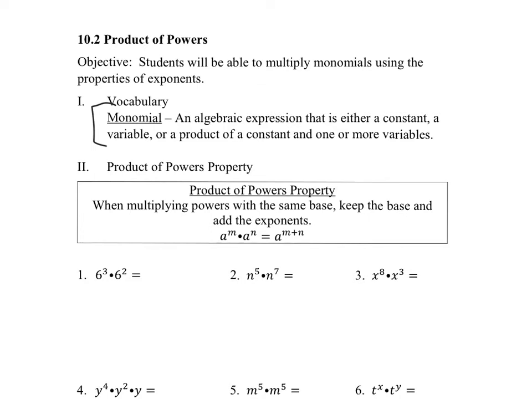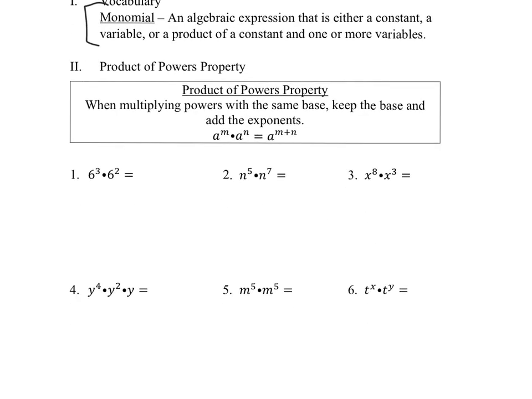Properties, these power properties: when multiplying powers with the same base, you're going to keep the base and then add the exponents. What I really like about these next coming lessons is that it actually makes sense why this property works. So think about if you have 6 to the third times 6 to the second. This product of powers property states all I have to do is add my two exponents.